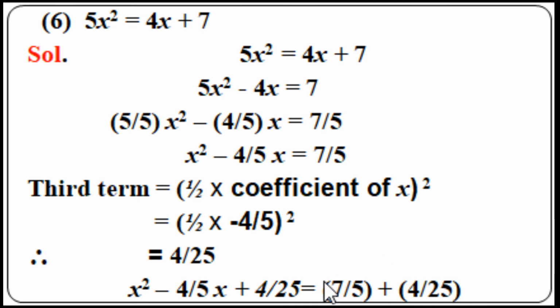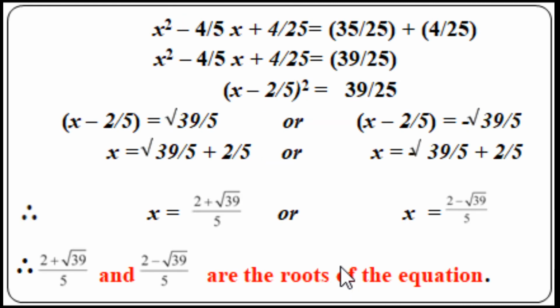If we see this right hand side, we get to know that denominators are not equal. Here it is 5 and here the denominator is 25. So we are going to multiply numerator and denominator by 5. So 7 5s are 35, 5 5s are 25. So we get 35 upon 25 plus 4 upon 25. Denominators are equal. 35 plus 4 is equal to 39. We get x minus 2 upon 5 the whole square is equal to 39 upon 25.